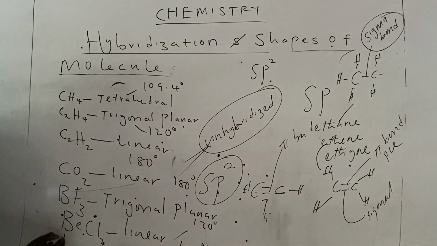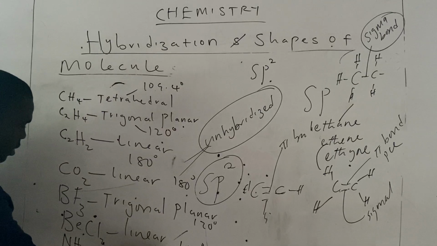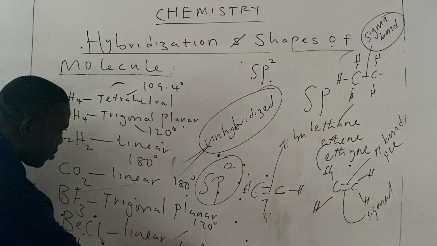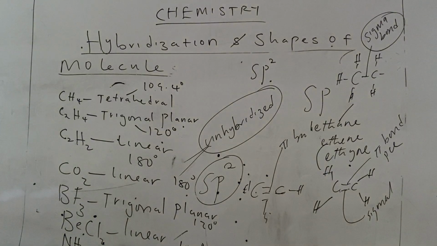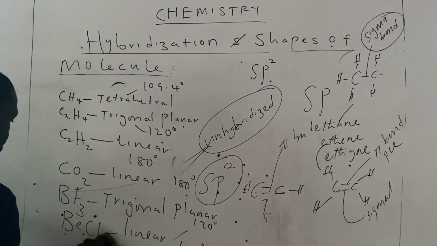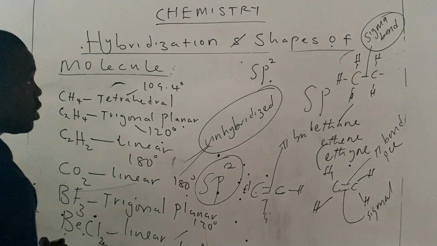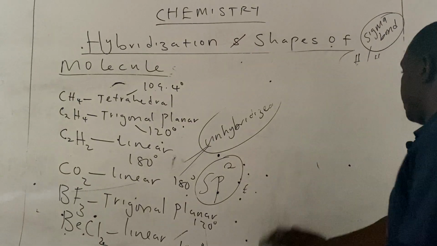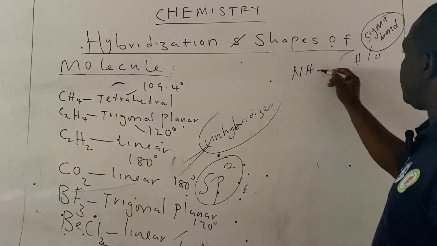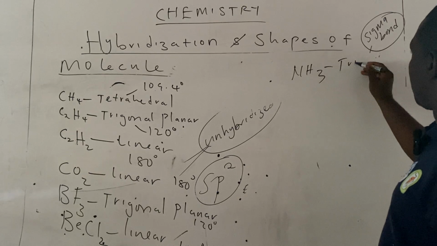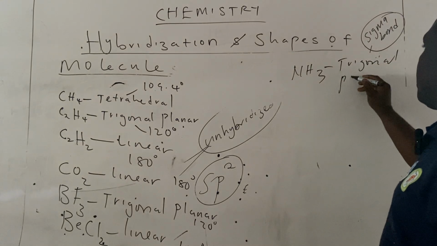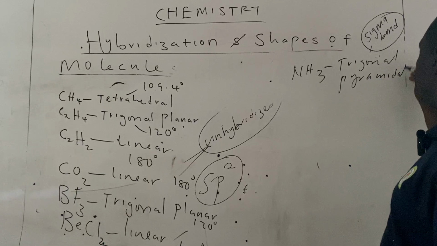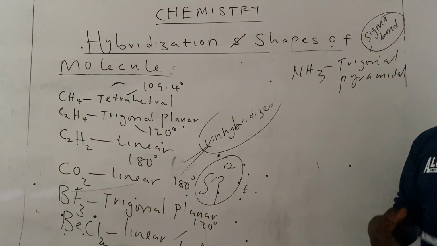And then ammonia is trigonal pyramidal. Okay, ammonia is not showing. Let me write it up. That's why I have to check. Trigonal pyramidal. So ammonia is trigonal pyramidal. Then I can go on and on like that.